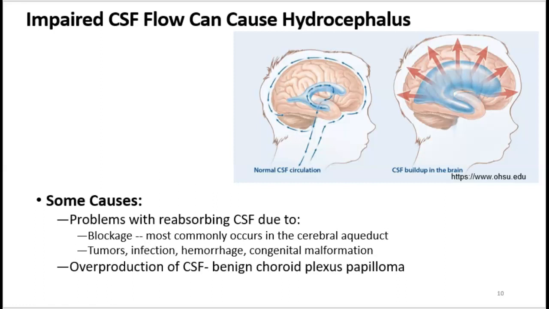Other causes of hydrocephaly are more common, and they relate to problems with reabsorbing cerebrospinal fluid into the venous blood system. That could include blockage or a tumor, which could cause blockage. Infection would cause swelling. Hemorrhage would mean that it would be difficult to reabsorb into a vessel, or some sort of congenital malformation that leads to blockage. The most common site of blockage occurs in the cerebral aqueduct because it's already so narrow.